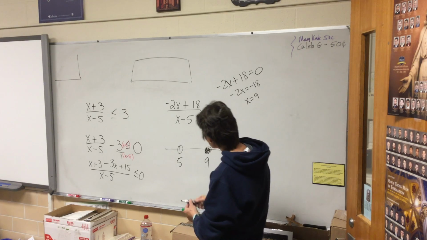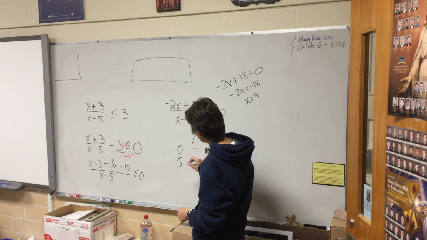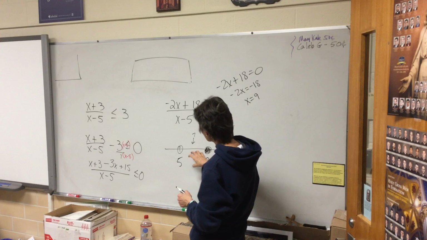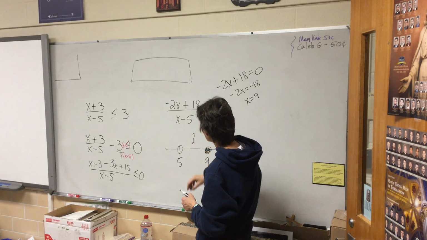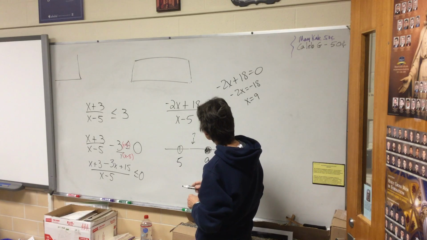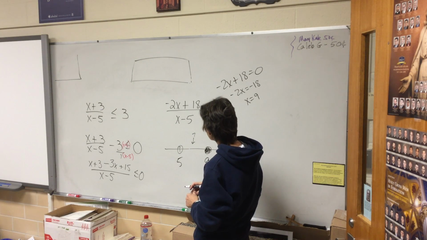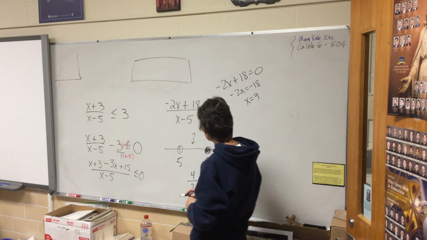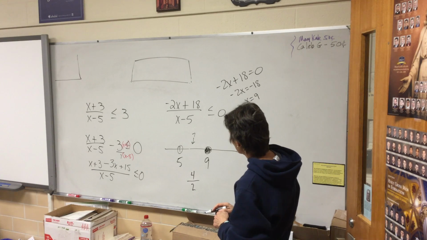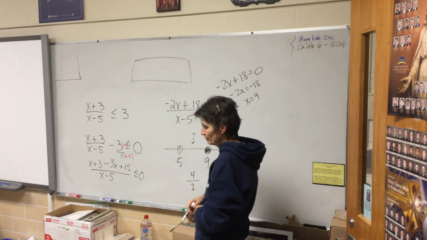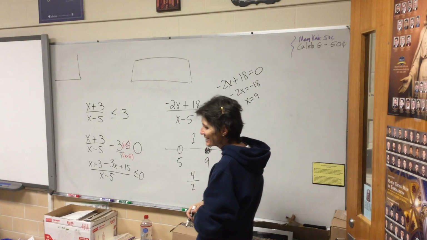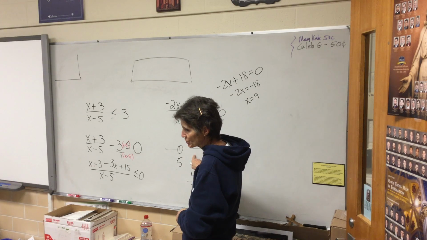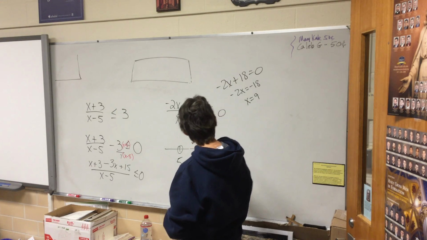7. 7 is fine. 7 is in here. Pay attention to where your number is that you're checking, because what you're going to do now is figure out if this is shaded or not. So when I put in 7, I get negative 14 plus 18. I get 4 over 2. 4 over 2 is 2. Is 2 less than 0? No. So you don't shade. That does not get shaded. The outsides do.